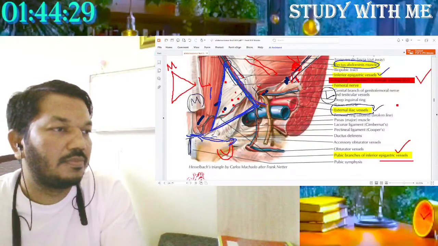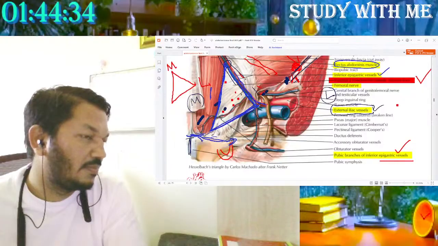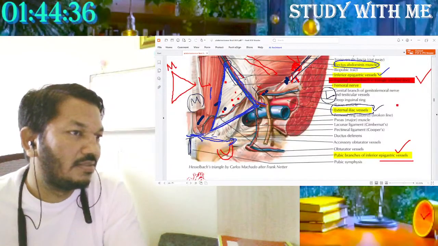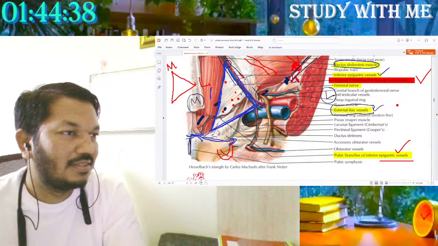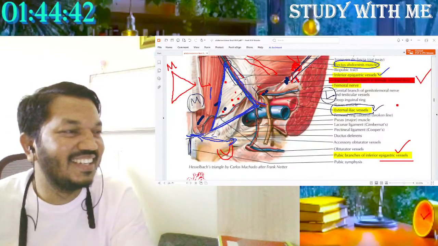Hasselbalch's triangle, or femoral and perineal. These are very favorite. Everything perineal and femoral.